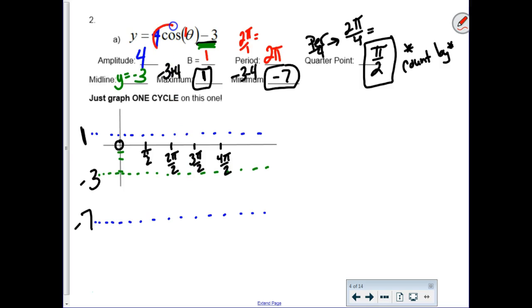This is a cosine graph, which means, oops, I crossed off my 4. Which means that you need to start at the maximum line. So here at 0, you need to make a point on the maximum line. And then at pi over 2, you need to come back down to the middle. 2 pi over 2, which is pi, down to the bottom here, back to the middle, and then back to the top.